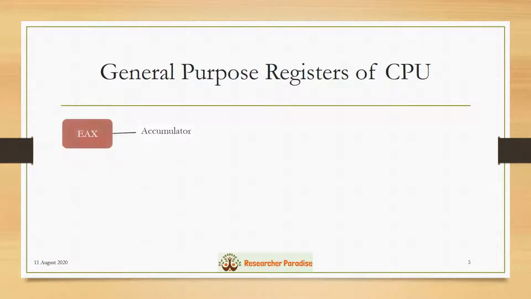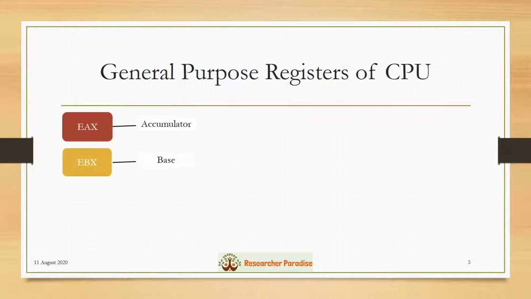They are EAX, the accumulator register, which is used for performing calculations and storing return values from function calls. The basic operations such as addition, subtraction, and comparison use this general purpose register. Second comes EBX or the base register, which is used to store data. Third, ECX or the counter register, which is used for iterations and it counts downwards.